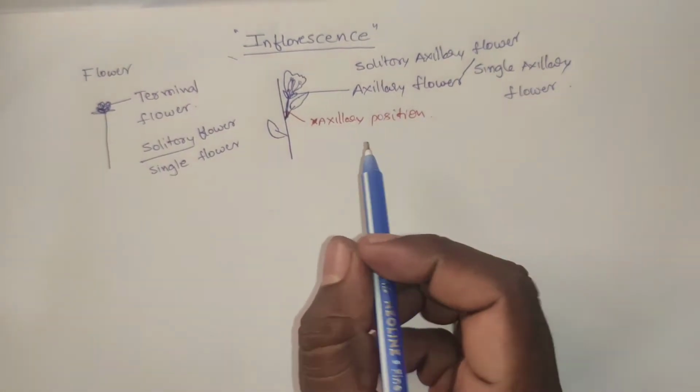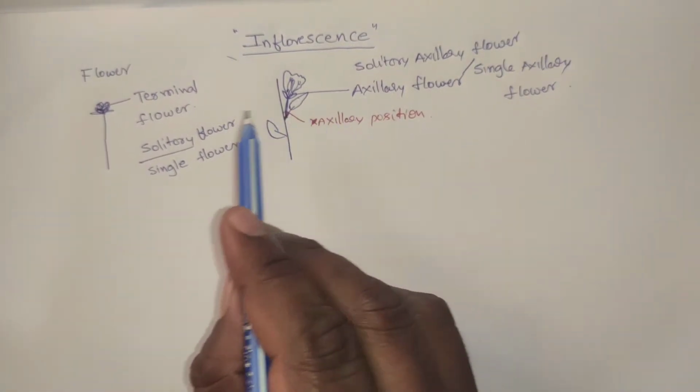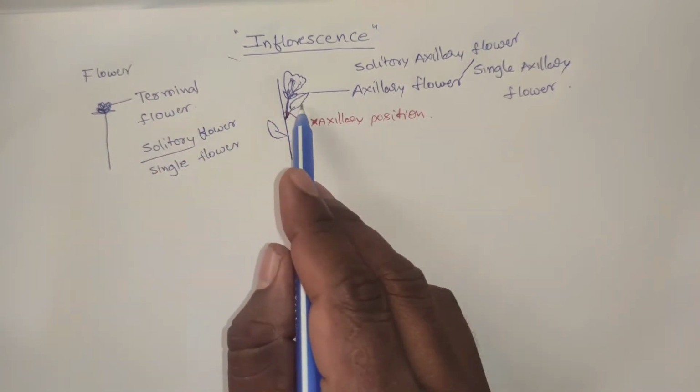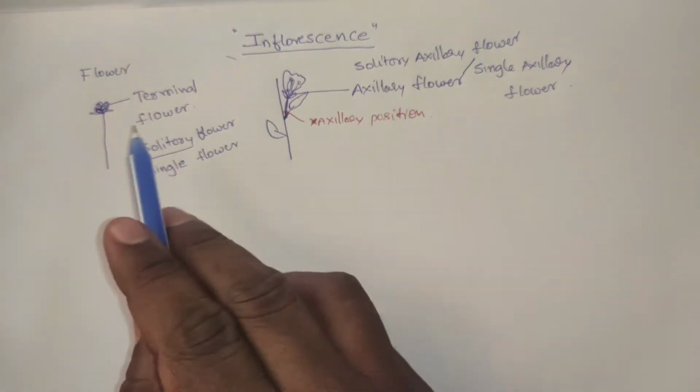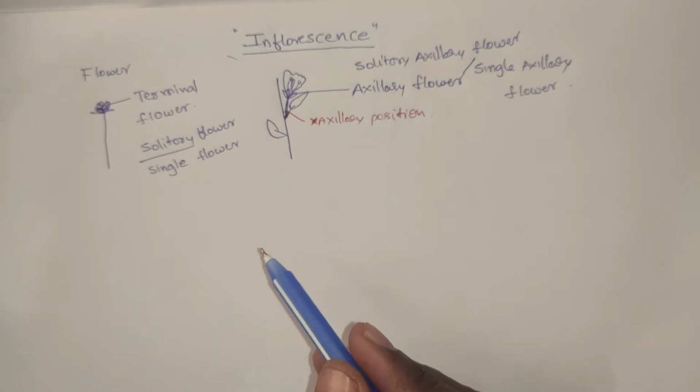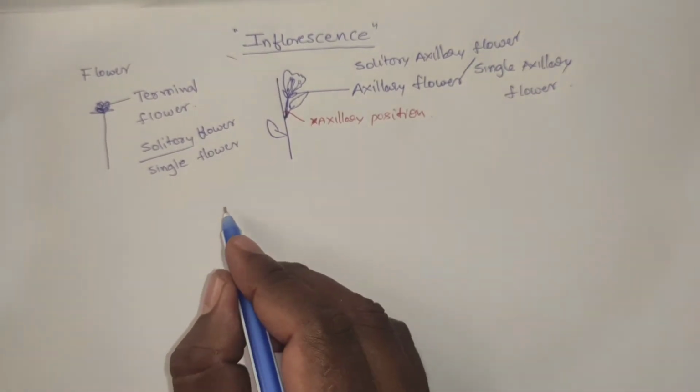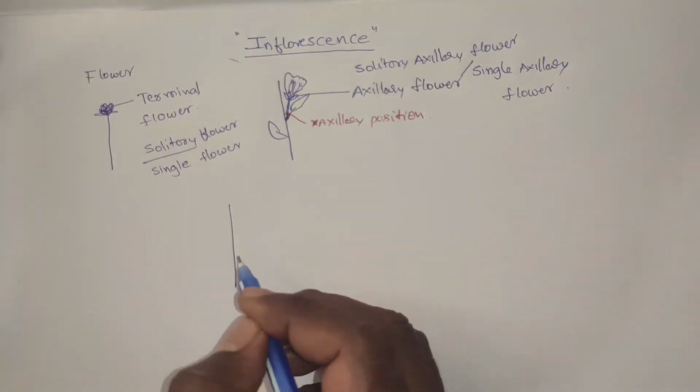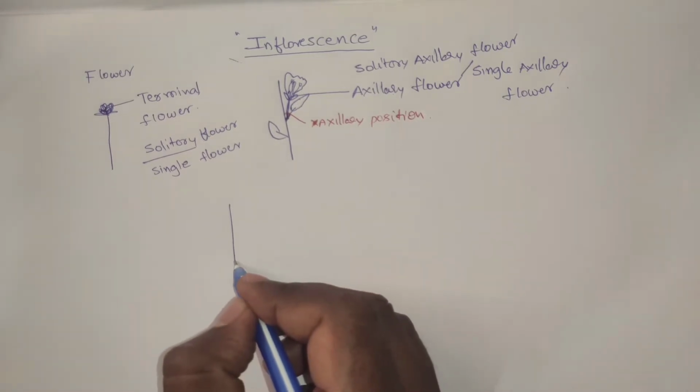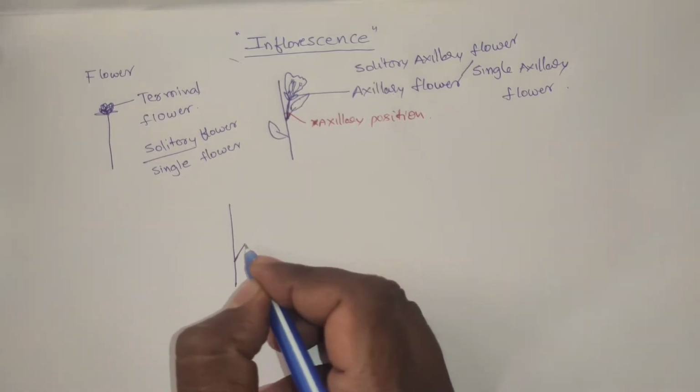Okay, we have seen two types of flowers. Terminal flowers we have seen, axillary flowers we have seen. These are single flowers. But sometimes in plants we can see more flowers are present.